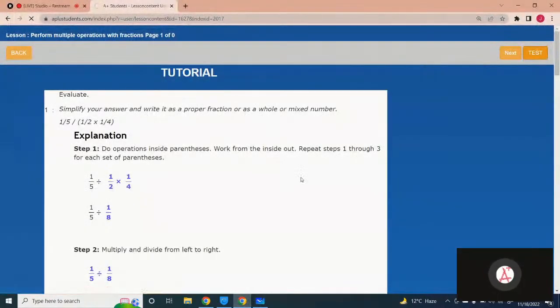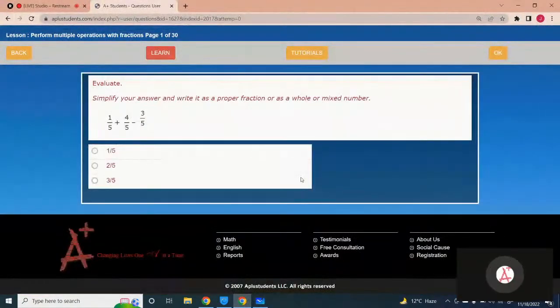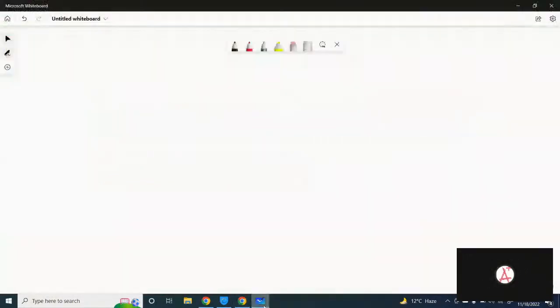Okay, the next one is 1 by 5 plus 4 by 5 subtract 3 over 5. So you have addition and subtraction. Both of them are on the same level. Got it? So you have to do it from left to right. So at the left, you have addition first. So first, just add them. Got it? Both of them have the same denominators.